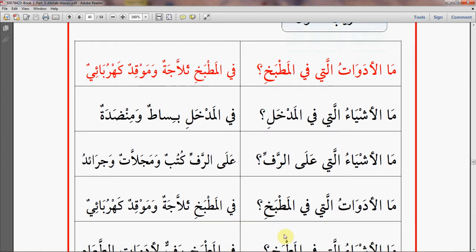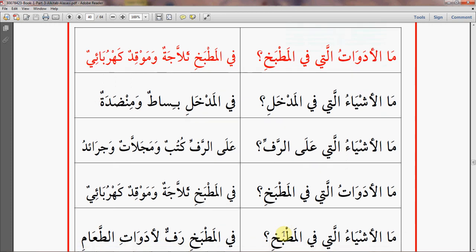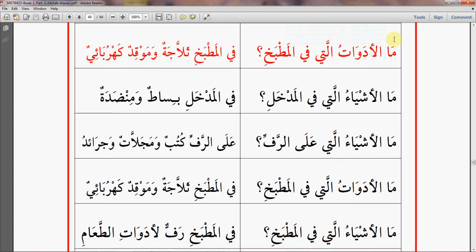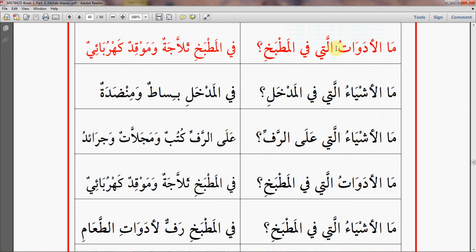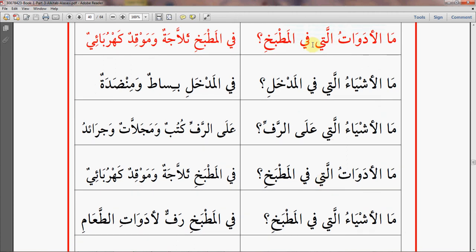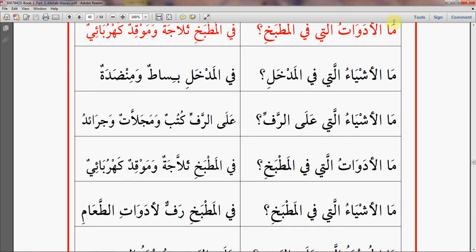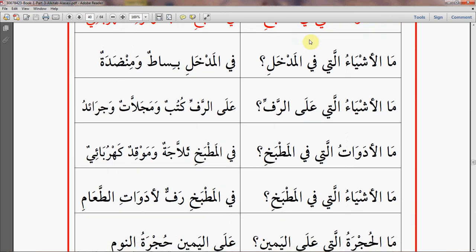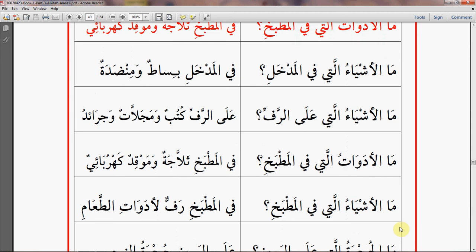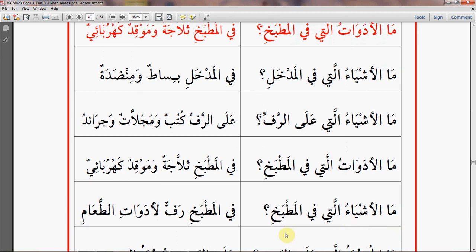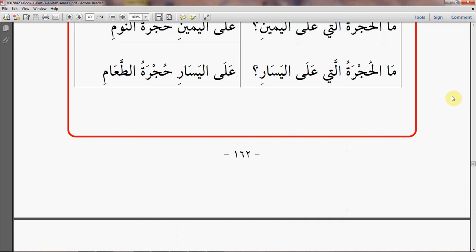Okay, so this is the typical sentence. They both have ما, they both have الأدوات, they both have the same اسم موصول التي, the same في and the same المطبخ. ما الأدوات التي في المطبخ؟ ما الأشياء التي في المطبخ? Okay, so they are not similar. The different word is the second one. أدوات is different than الأشياء.